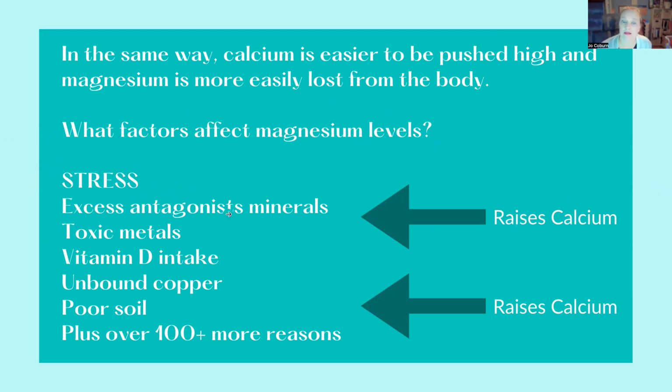Excess antagonistic minerals: when minerals are in balance, calcium and magnesium work together, but when they get way out of balance, it becomes antagonistic. Toxic metals can reduce magnesium and raise calcium levels. Vitamin D intake and unbound copper raise calcium. Poor soil: when we're not getting as much magnesium in, magnesium can go down, and that can raise calcium. And 100 more reasons, because magnesium is everywhere.